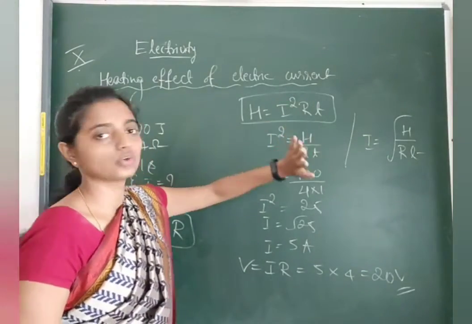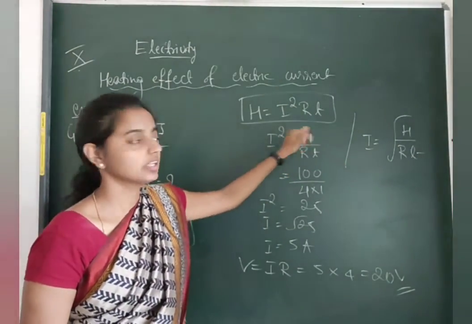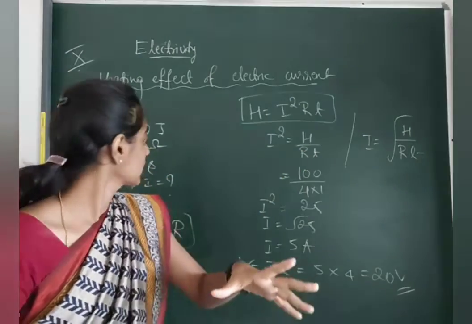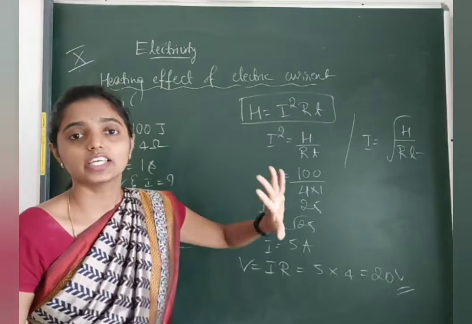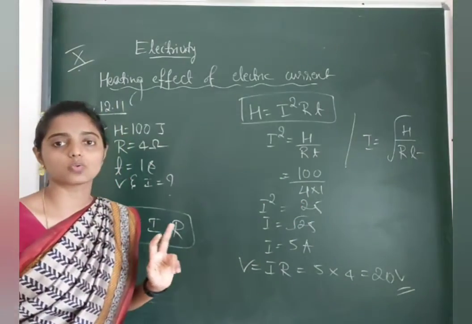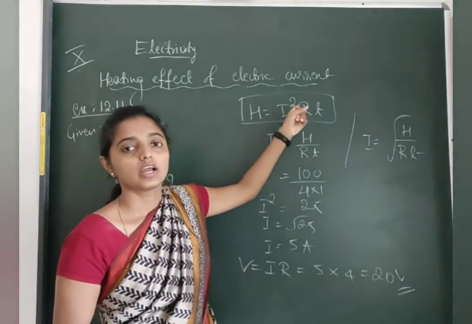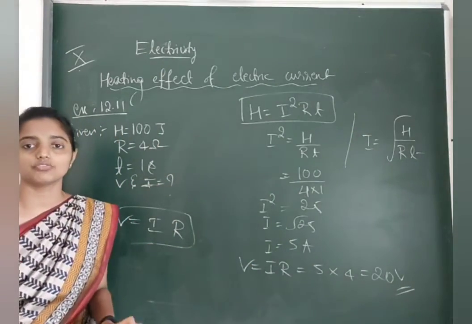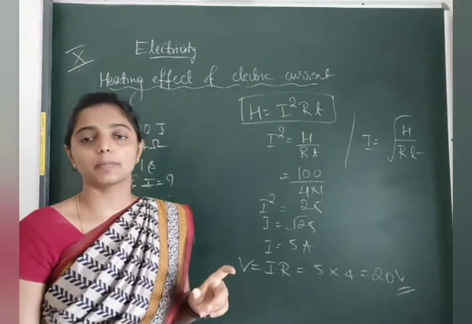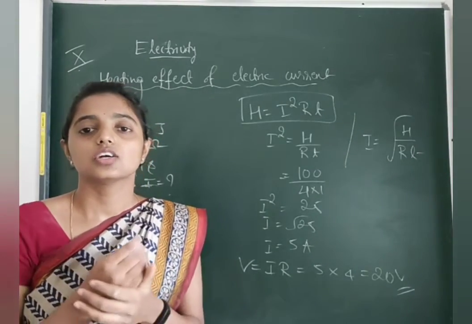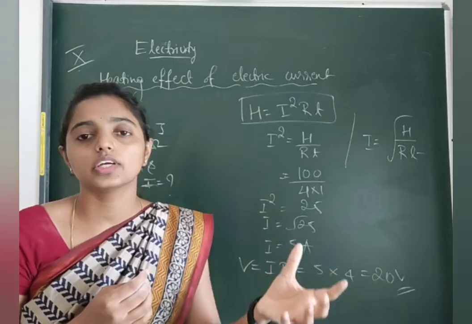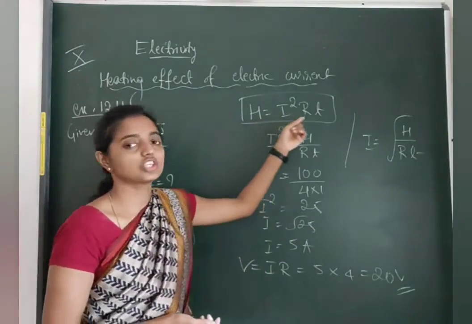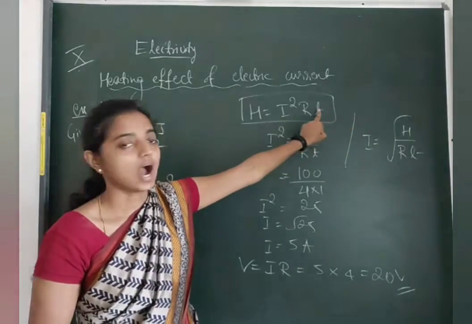I, are they given? No, I they are not given. R, are they given? Yes, R they are given, that is 4 ohm, and T they are given, that is 1 second, and H heat they are given, that is 100 joules. That means we need to find out I, current. So I just wrote here that I also we need to find. Now taking this as a main formula, modify this Joule's law equation so that you can take I outside to find the current value. Now H is equal to I square R T.